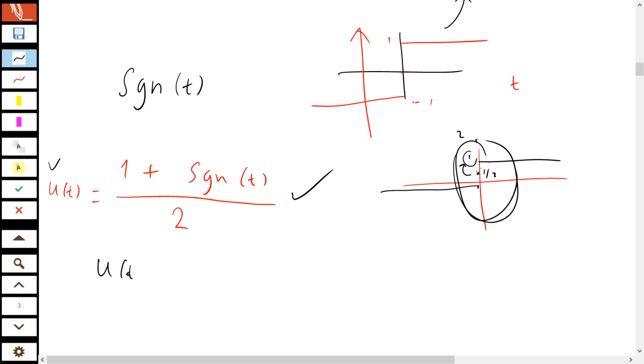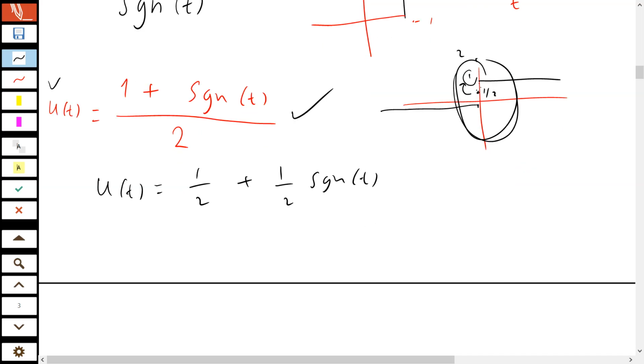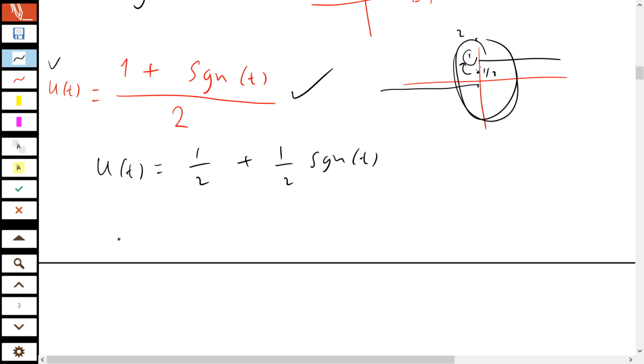So let's write u of t again. It will be half plus half signum of t. We know from some previous calculation that the transform of 1 is 2 pi times delta of omega. So the transform of half will be half, because it's linear. So the transform of half is pi delta of omega.